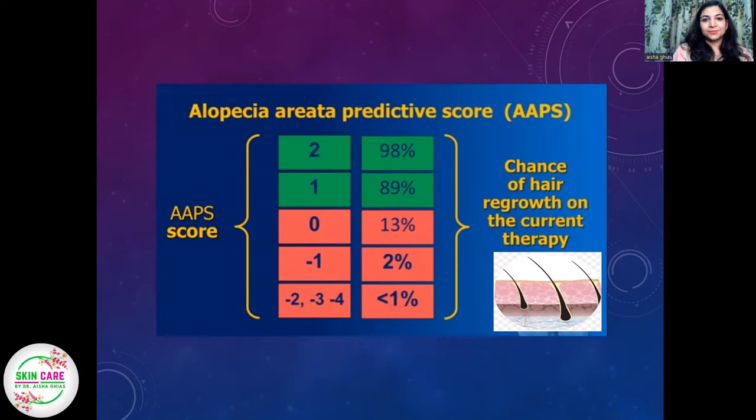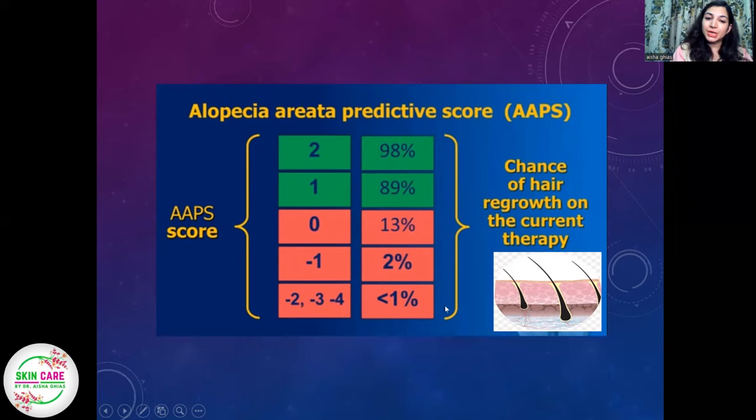So if the alopecia areata predictive score is 2, there are 98% chances of hair regrowth on the current therapy which the patient is on. If the score is 1, there are 89% chances. If the score is 0, only 13% chances of hair regrowth are there on your current treatment. Minus 1 says there are only 2% chances of current therapy. Minus 2, minus 3, minus 4, obviously less than 1%.